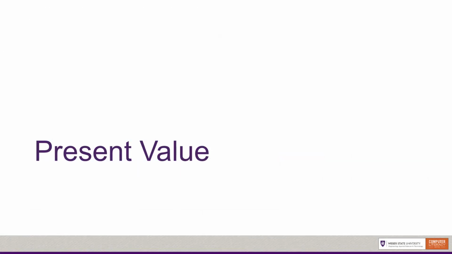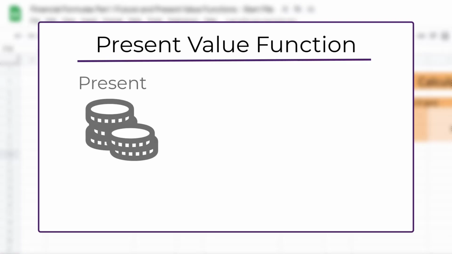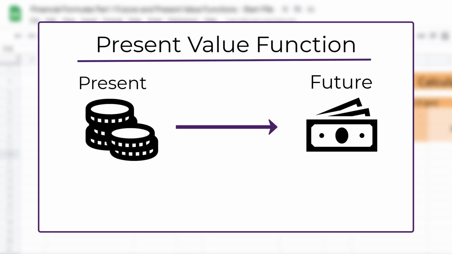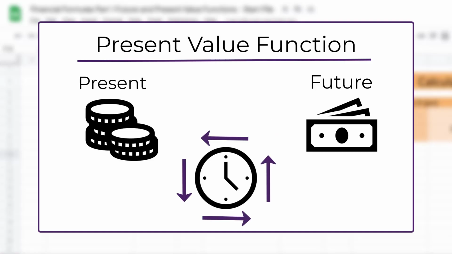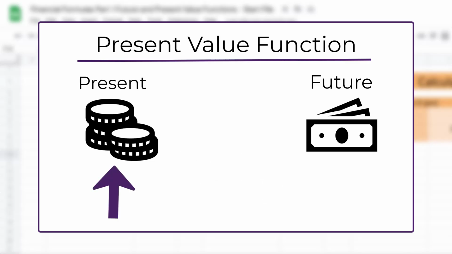Alright, now let's talk about calculating the present value. Present value helps us determine how much money we would need to invest today in order to achieve some financial goal in the future. We can think of it as going backwards in time. Instead of seeing how much our money will grow over the years, we want to find out how much money we would need at this moment to end up with a certain amount in the future.